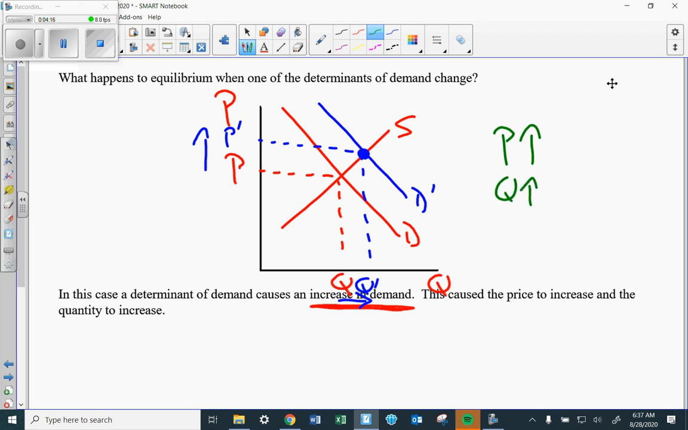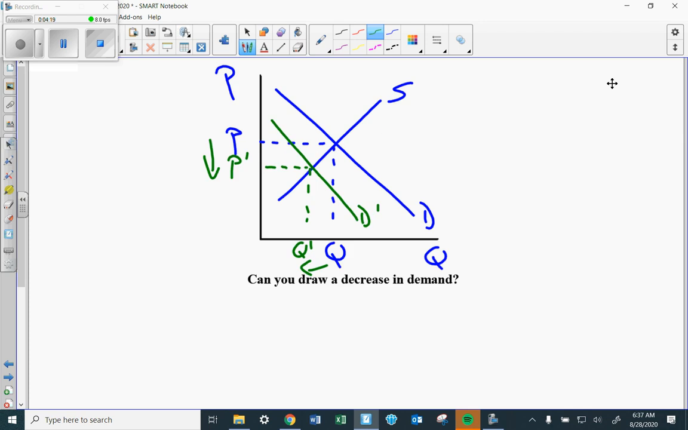Okay, the one I showed you. Okay, on the one you just did, the answer is price decreases, quantity decreases. And this makes sense. When you draw these things, stop and say, do these make sense?